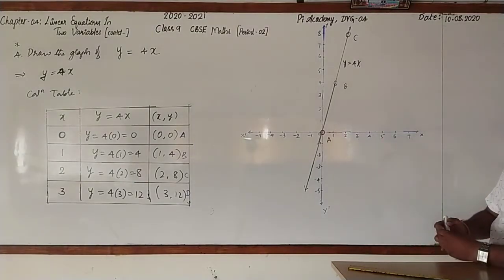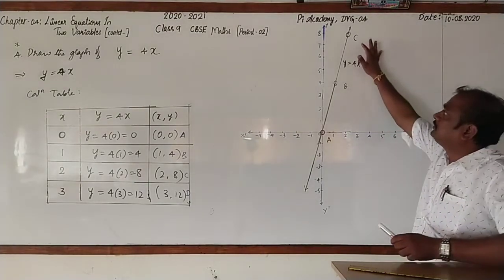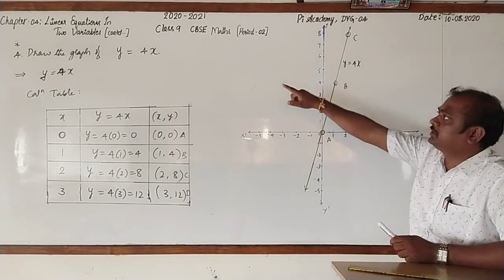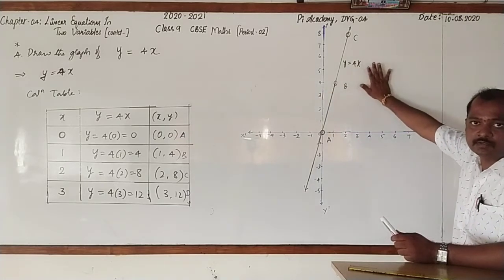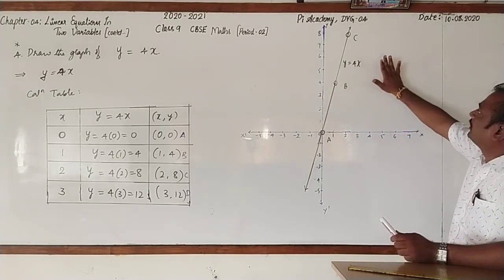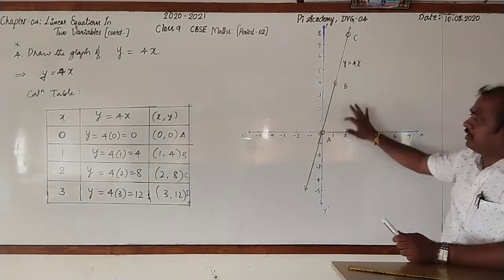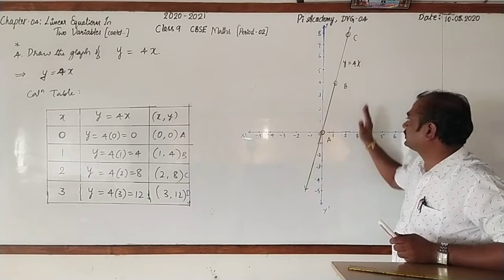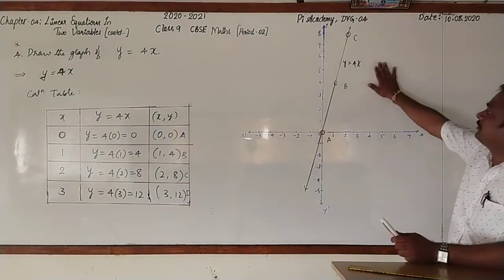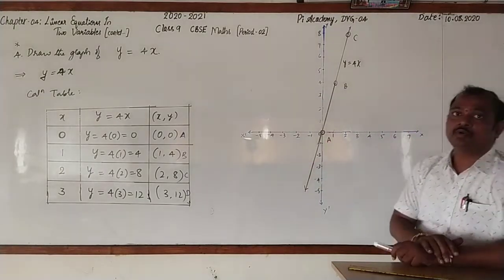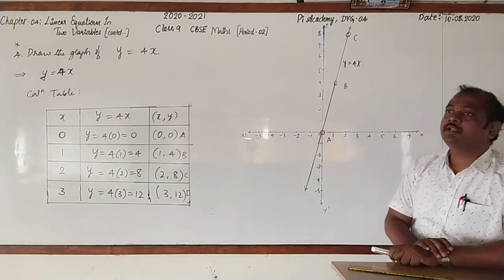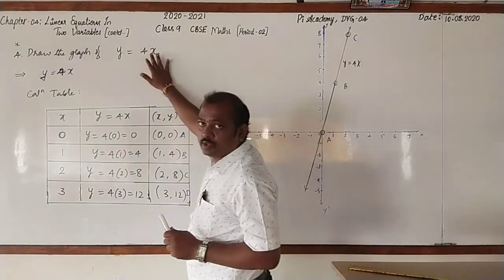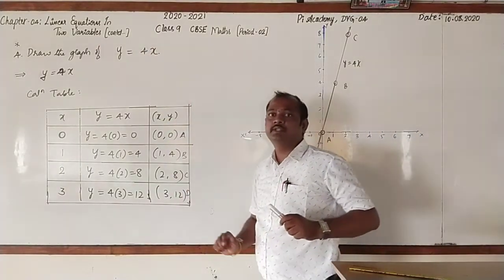Another important point to be noted is this line, the graph of the given equation, passes through the first quadrant, origin and third quadrant. See, first, second, third, fourth. It lies in first and third, but passes through origin. What is the condition? Y should be equal to constant into x.